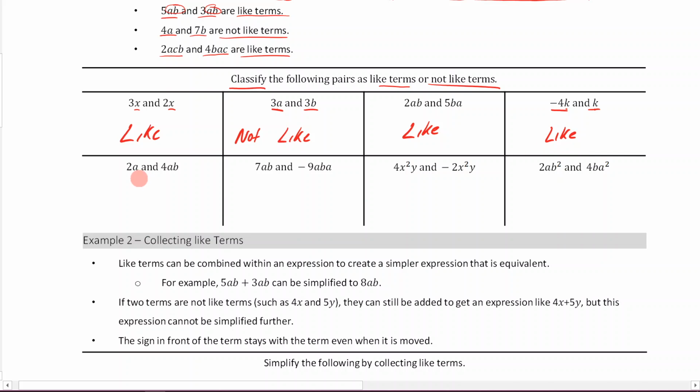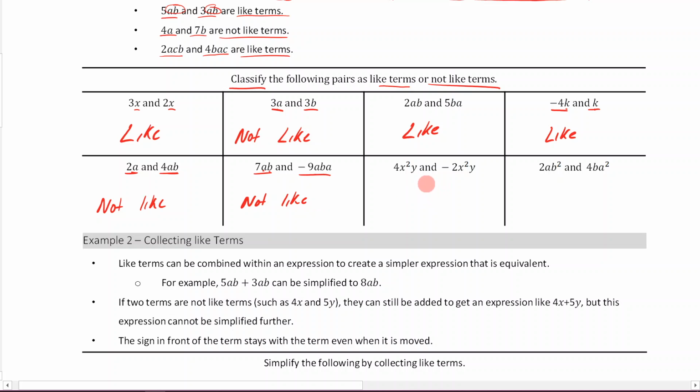Let's come over here. What about 2a and 4ab? Well, this one has a and this one has ab, so they don't contain exactly the same pronumerals, so they are not like. Let's move on to the next one. Here we have 7ab, and over here we have negative 9aba. Well, they don't have exactly the same pronumerals. This has ab, and this has aba. They're not the same pronumerals, so these are not like.